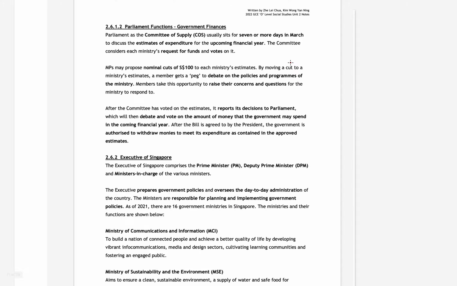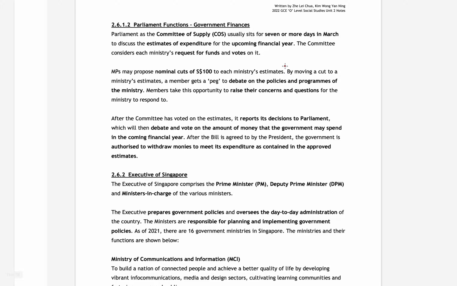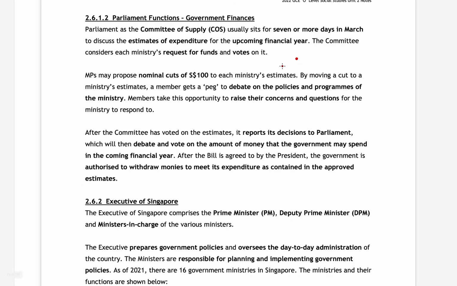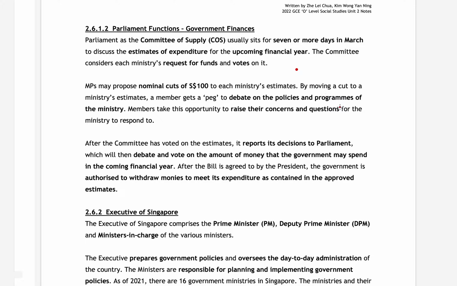Next, the second function of parliament is government finances. I've combined committee of supply and government finance together because they are essentially similar. I'm really sorry for all the glitches that you see. I'm not sure what's going on with the screen today.